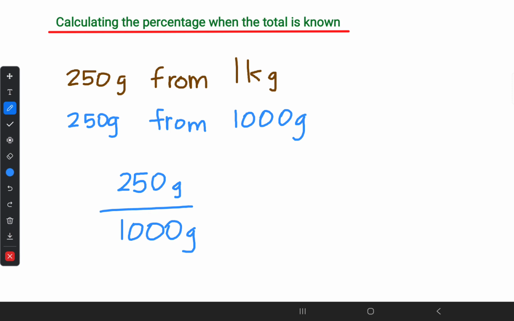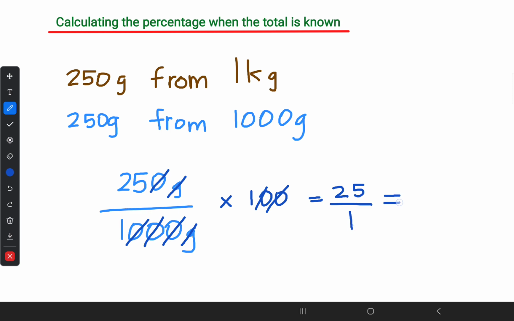So to find its corresponding percentage, multiply this fraction by 100. Gram and gram both have the same unit, so it can be simplified. Thereafter, let's simplify more. The zeros can be simplified with the zeros. Finally, you will have 25 times 1 in the numerator, which is 25. In the denominator, you will have only 1 left. 25 divided by 1 will give you 25 percent.